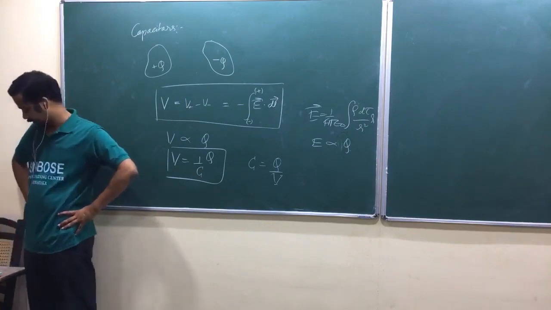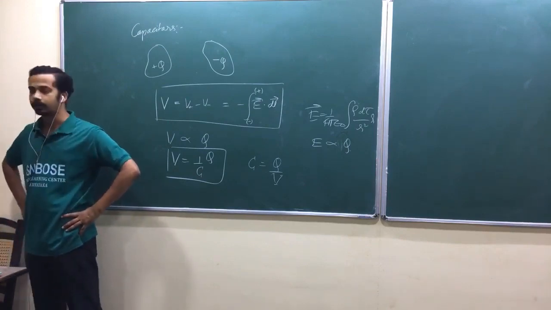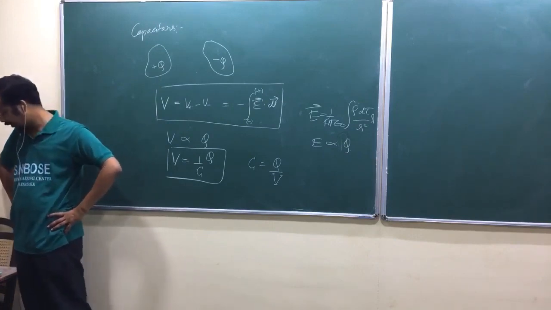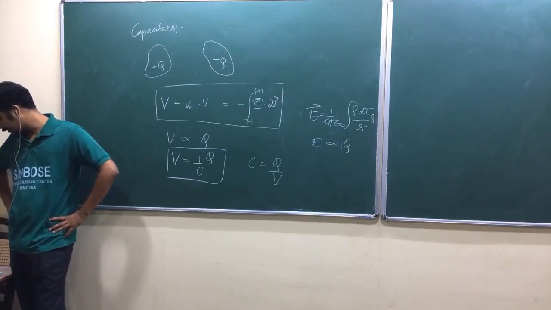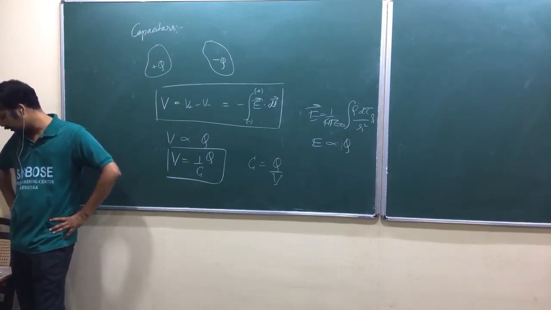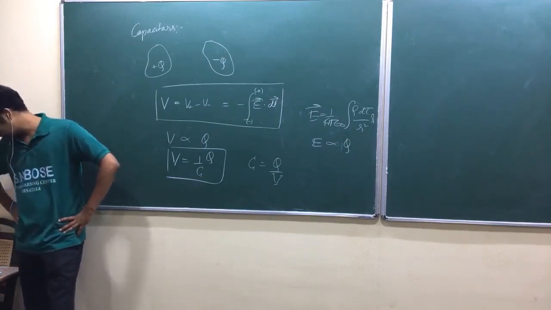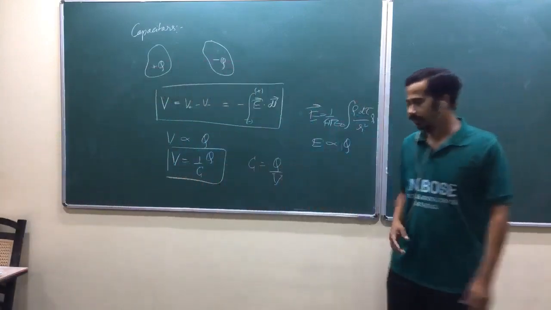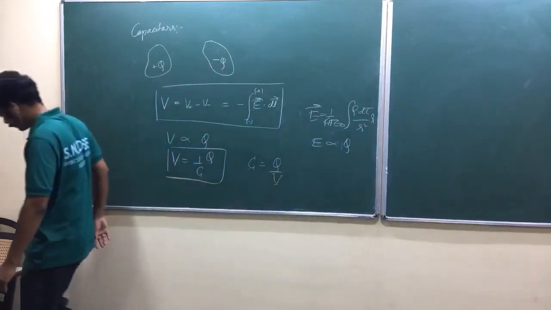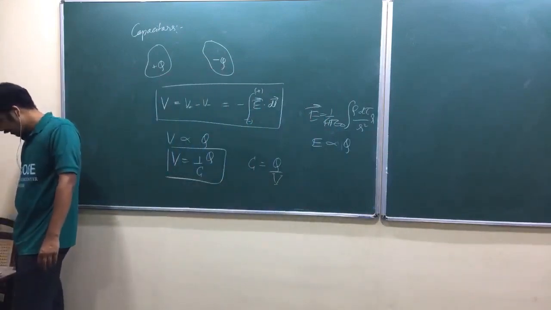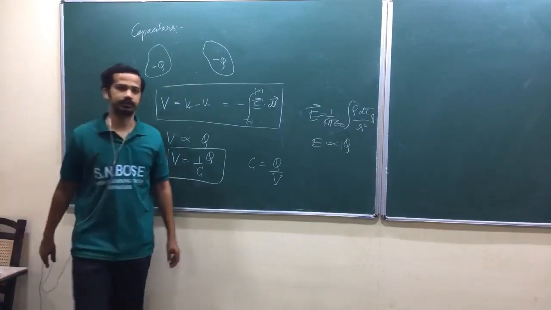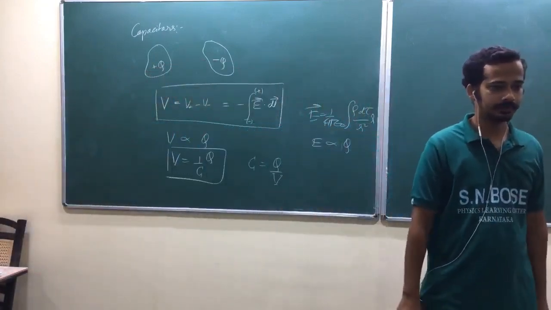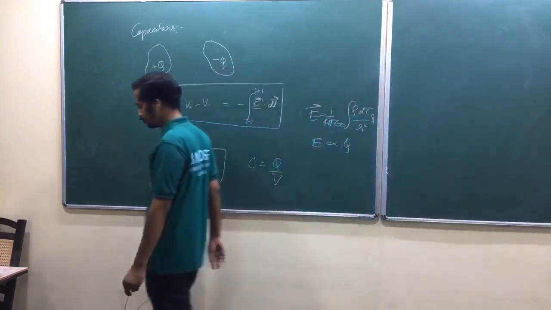Capacitance is purely geometrical quantity. Yeah, we shall solve some problem, then you will get idea. Capacitance is purely geometrical quantity determined by the sizes, shapes, and separation of two conductors.